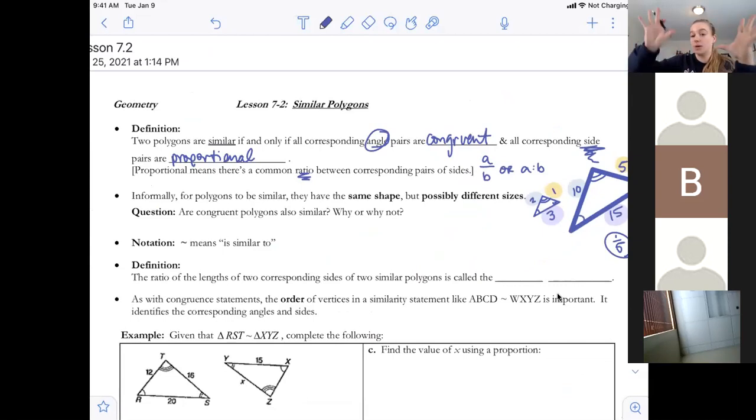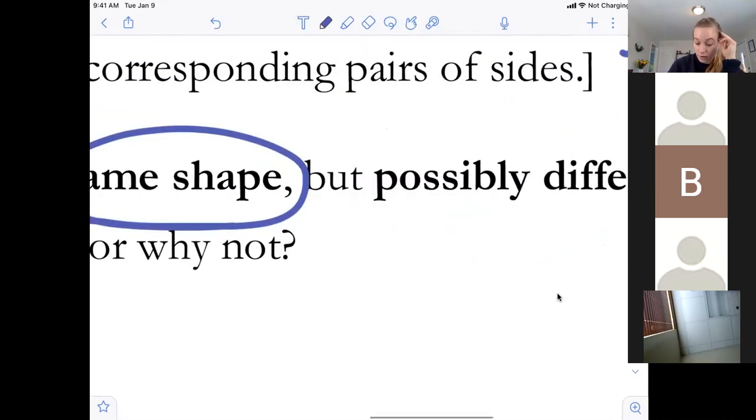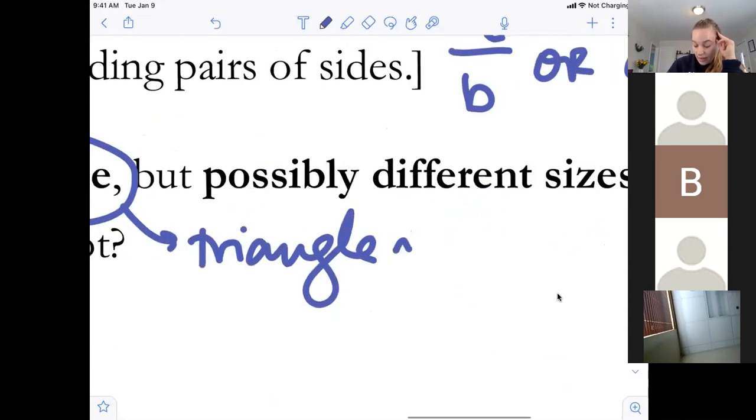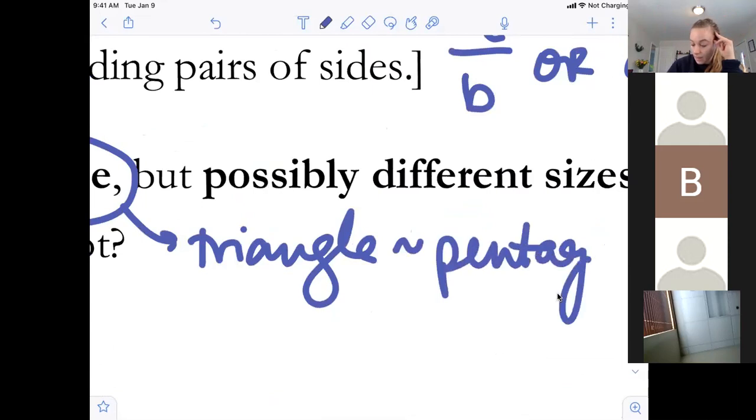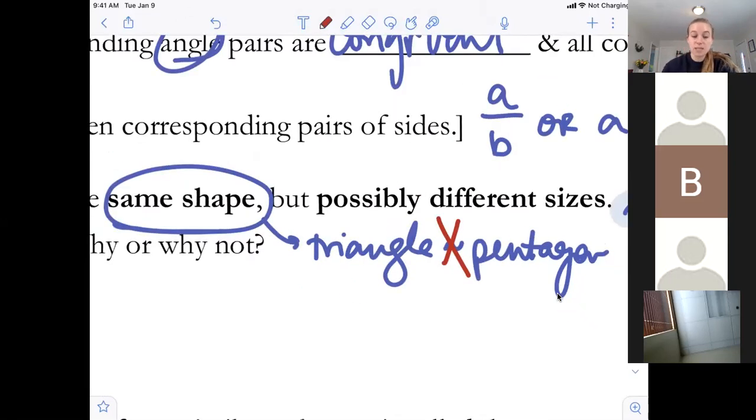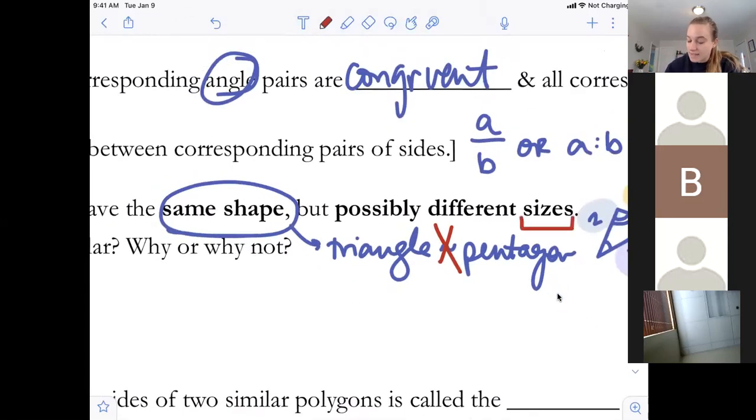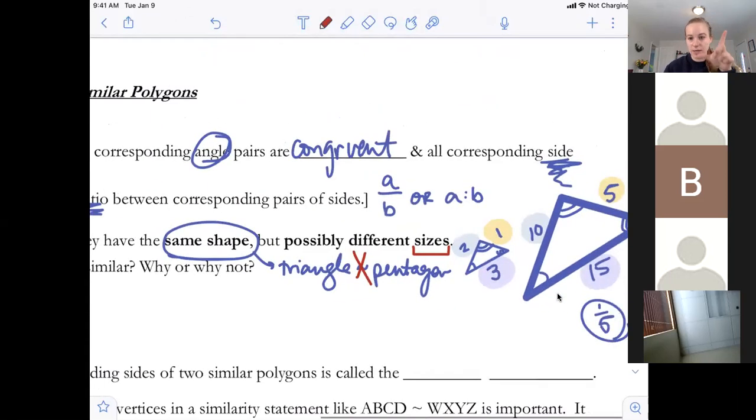Now, in the example I did, I made one triangle and copy and pasted it and just blew it up. So they're both triangles. Informally, for polygons to be similar, they must be the same shape. So it has to be 2 triangles. I can't have a triangle and, I don't know, a pentagon. Those are not going to be similar, so I'm going to put a little X through that. They cannot be similar because they're not the same shape. All the angles have to be congruent. Well, a triangle only has 3 angles and a pentagon has 5, so how do I match those up? I don't. Doesn't work. So they must be the same shape, but they can be different sizes, which is what I showed you over here. I showed you a little baby one and a big one.